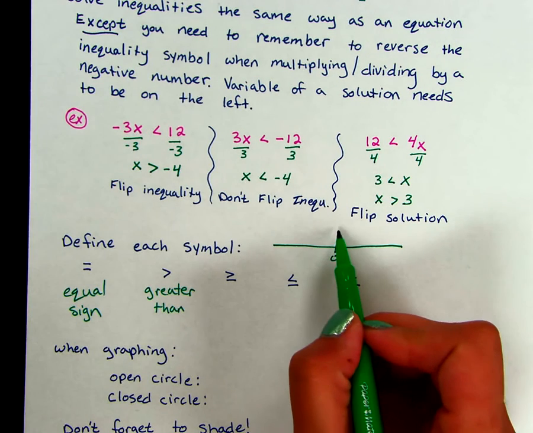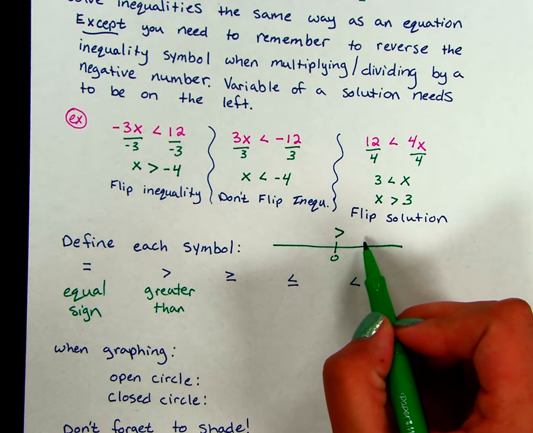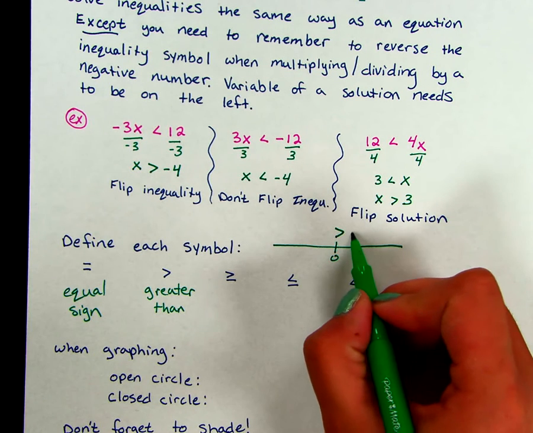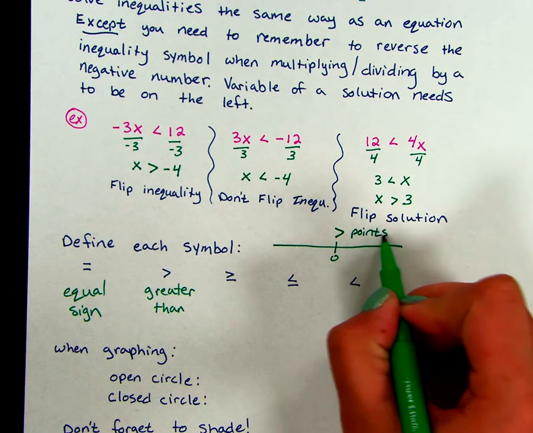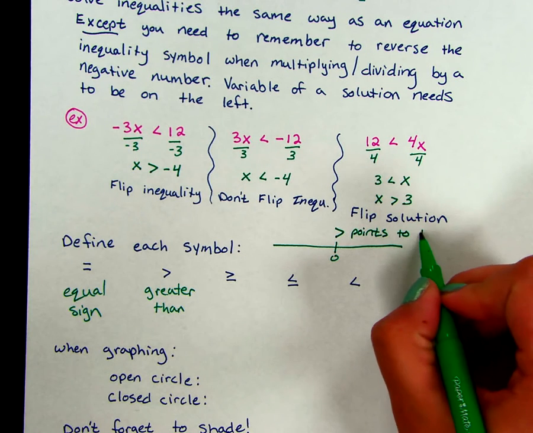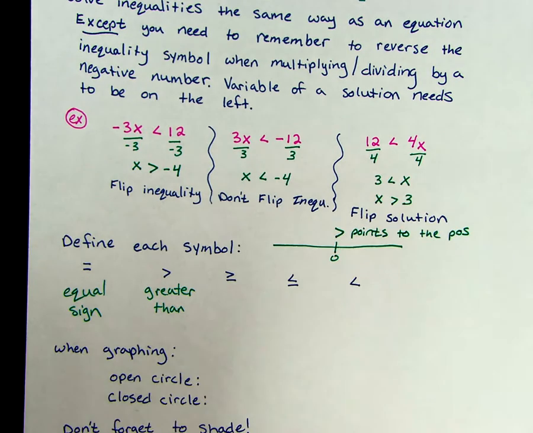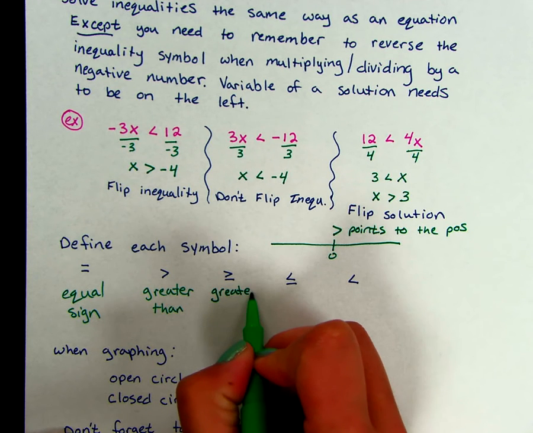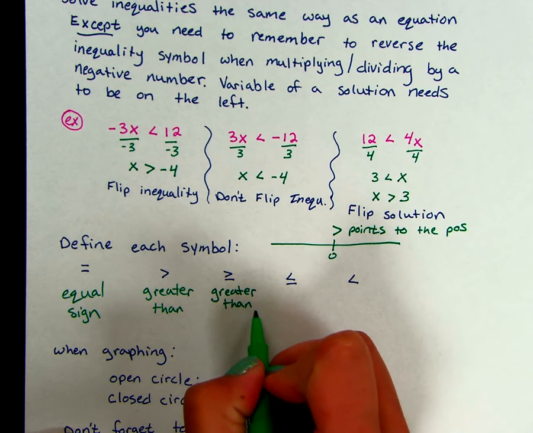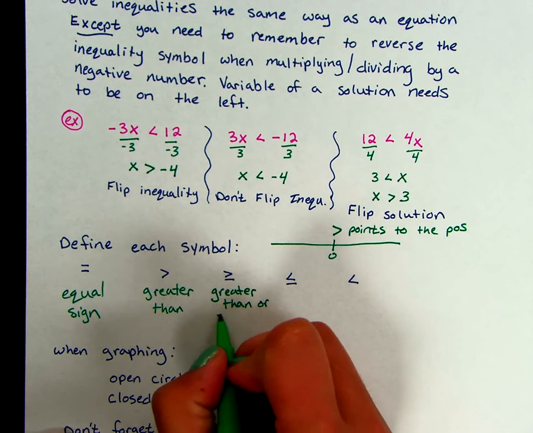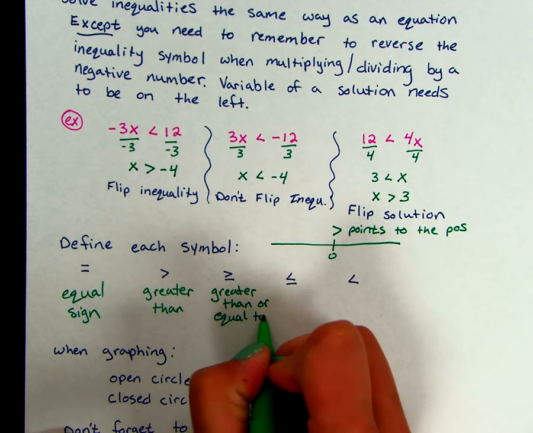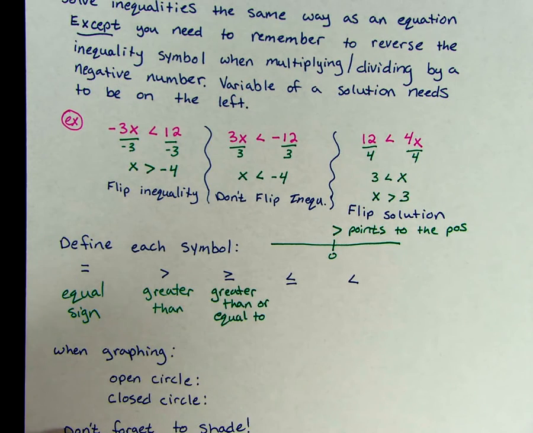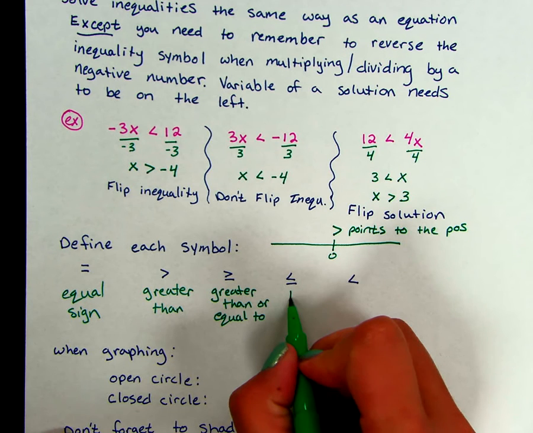The greater than symbol points towards the positives, so the bigger numbers. Also, if we were shading, that points to the direction you would shade. This one is the greater than or equal to sign. The equal to is when you have that extra bar underneath. So this one is going to be the less than or equal to sign.